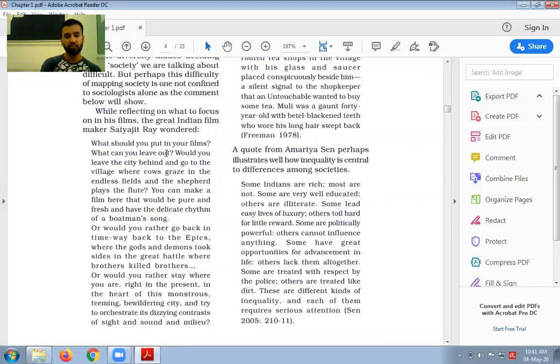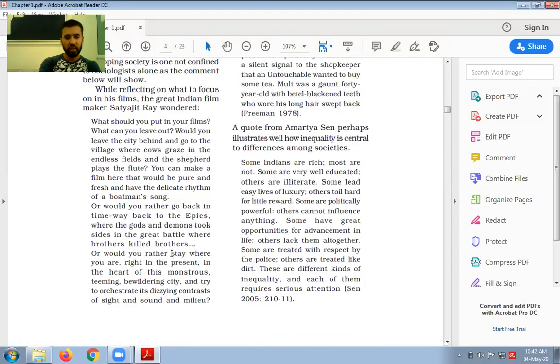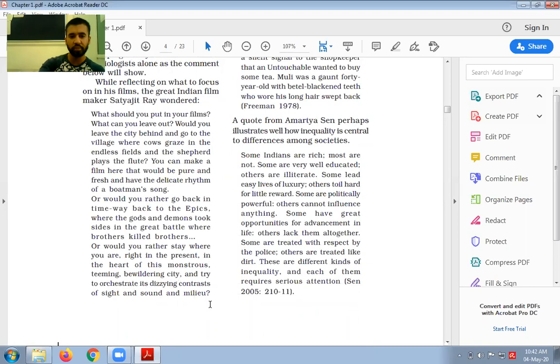So what should you put in your films? What can you leave out? Would you leave the city behind and go to the village where cows graze in the endless fields and the shepherd plays the flute? You can make a film here that would be pure and fresh and have the delicate rhythm of a boatman's song. Or would you rather go back in time, back to the epics where the gods and demons took sides in the great battle where brothers killed brothers? Or would you rather stay where you are, right in the present, in the heart of the monstrous, steaming, bewildering city, and try to orchestrate its dizzying contrast of sights and sounds and milieu?